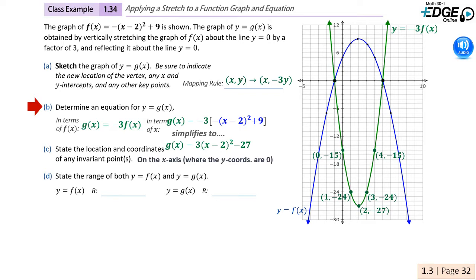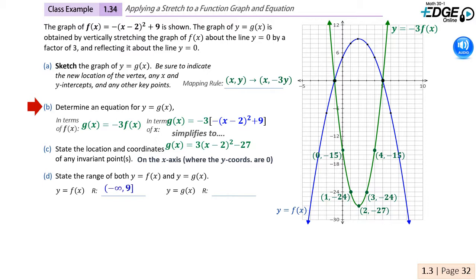Again, the location of our invariant points will be on the x-axis. If we wanted to determine their exact coordinates, we could take that transformed equation in green, y equals 3 times (x minus 2) squared minus 27, and replace the y value with 0. We would then solve for x. In this graph, we can clearly see the integer values of 5 and negative 1, so that's not really as necessary, but could be helpful in another case.